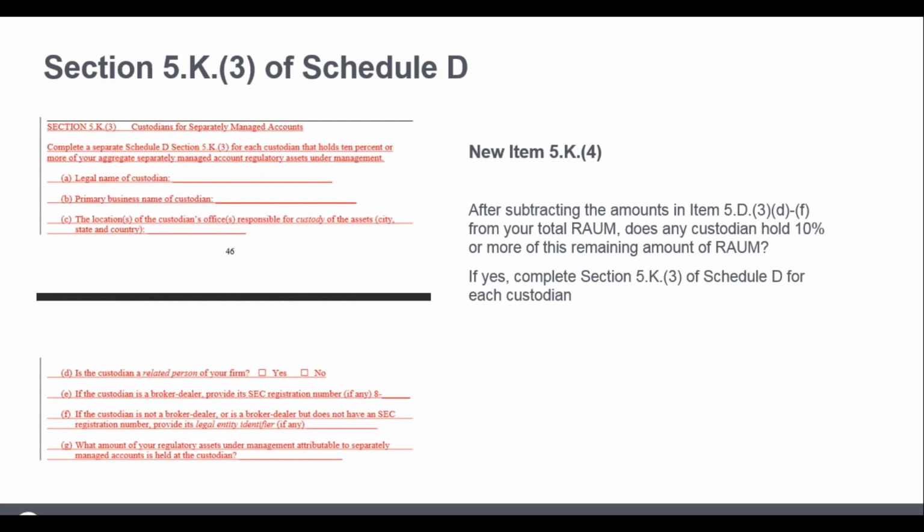But in this case, it's also going to ask for the amount of RAUM that's held at that custodian. And the SEC did update their FAQ this summer, and they've stated that if one of your custodians uses a sub-custodian, perhaps for settling trades or for trade execution, you are not required to report that sub-custodian. You only need to report the custodian itself.